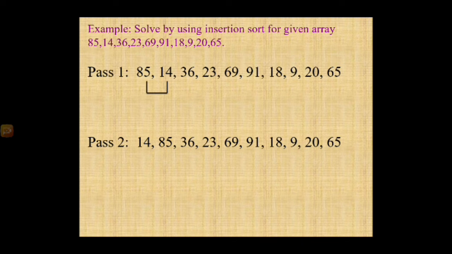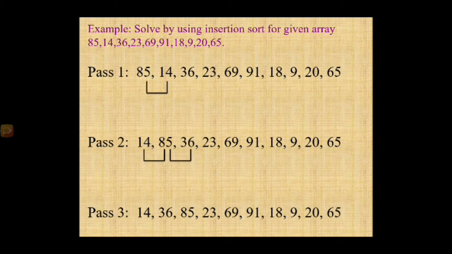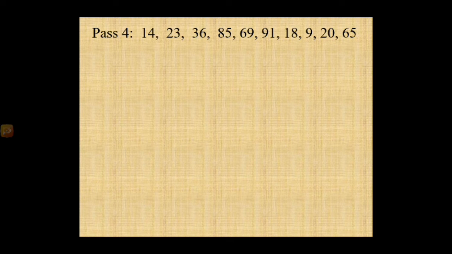In pass 2 we compare 14 and 85, then 85 and 36. Then 36 is shifted to the second position. So the array becomes 14, 36, 85, 23, 69, 91, 18, 9, 20, 65. In pass 3 we compare 14 and 36, 36 and 85, 85 and 23. So 23 is shifted to the second position, and the array becomes 14, 23, 36, 85, 69, 91, 18, 9, 20, 65.